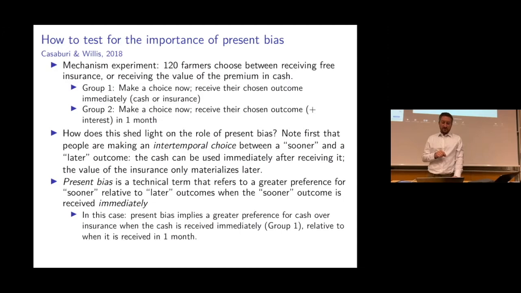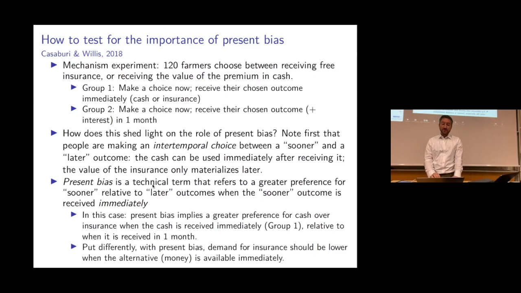So in this case, present bias implies that when you're choosing between cash and insurance, you'll be more likely to prefer cash over insurance when that cash is available immediately. So for group one, when they're choosing between cash and insurance, the cash is available immediately. They're getting their outcome right away. For group two, the cash is only available a month from now and the insurance is also delayed. So present bias says that in the first of these cases, when the sooner outcome is available immediately, they'll be more likely to prefer the cash. Another way of saying this is that there's something special about the present. The present gets extra value. That's why it's called present bias. You're biased towards the present. And put in the context of our experiment, with present bias, the demand for the insurance should be lower when the alternative, namely money, is available immediately.